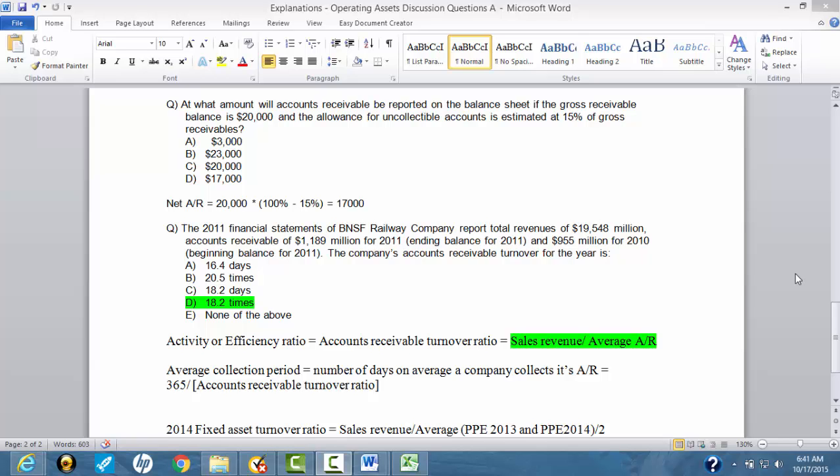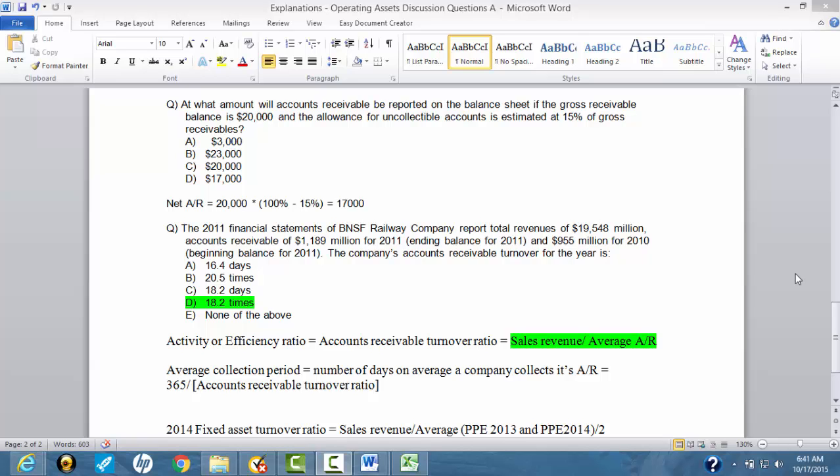Now, we will start off with accounts receivable. Account receivables are reported on the balance sheet at net realizable value. So let's look at the question we have. At what amount will accounts receivable be reported on the balance sheet if the gross balance is 20,000 and the allowance for uncollectible accounts is estimated at 15% of the gross receivables?